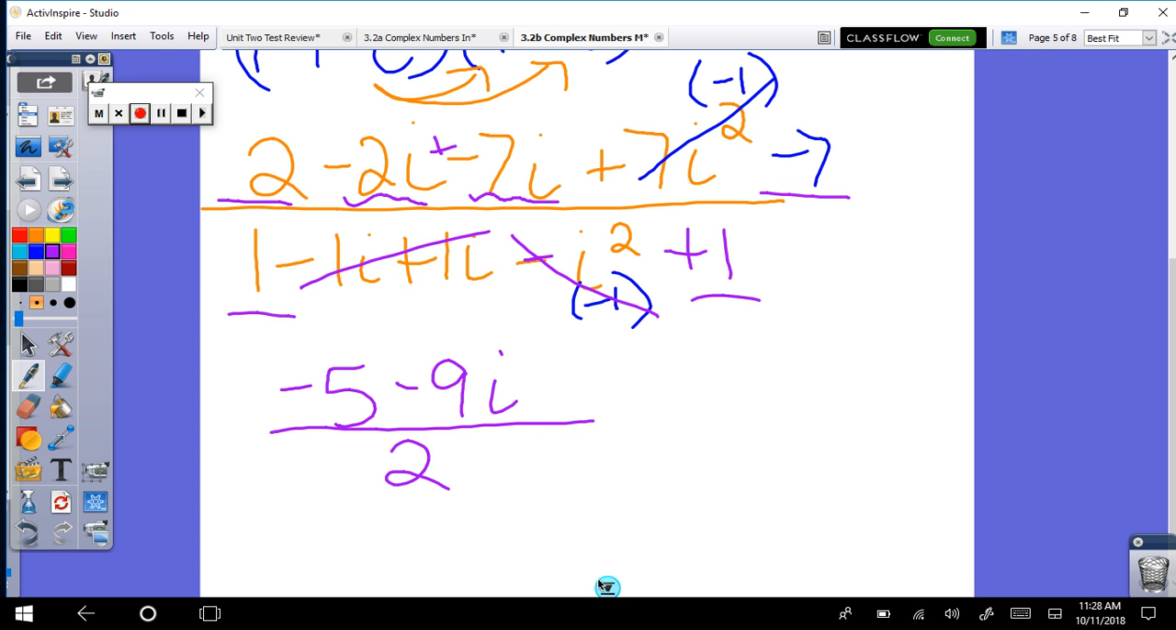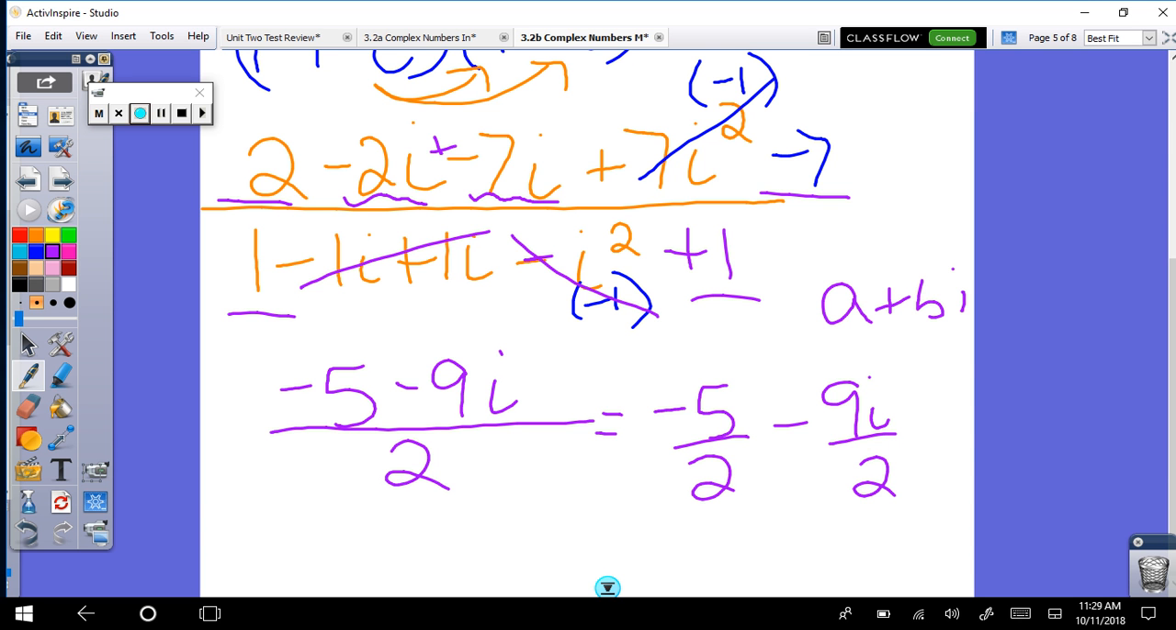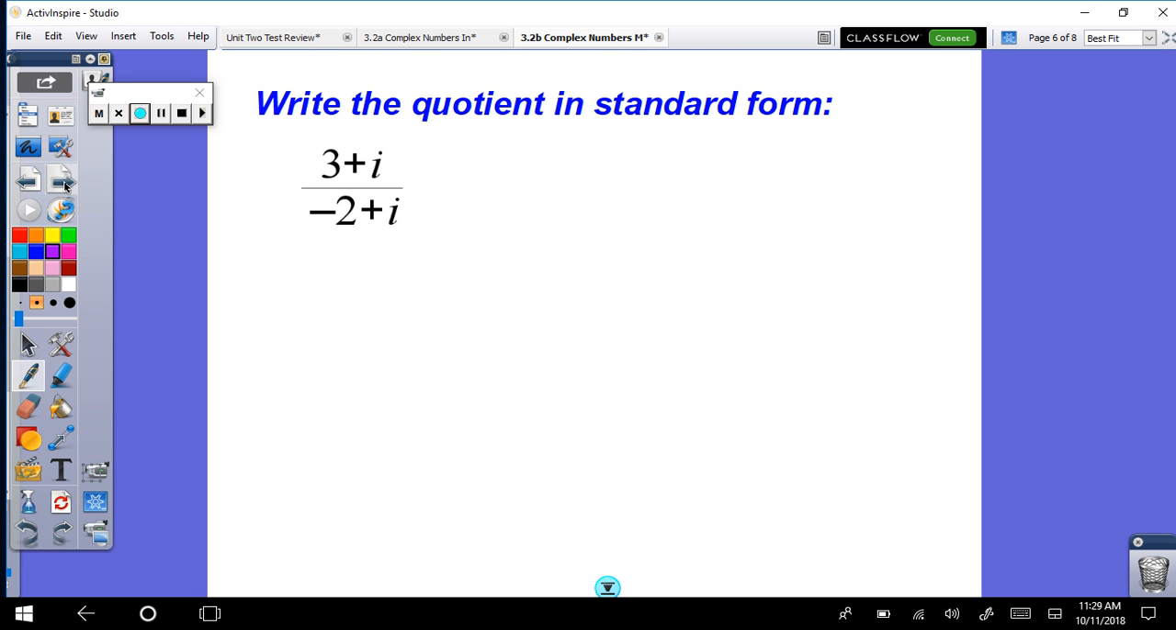Now I wanted it to look like A plus BI. So I just need to separate this out. And that'll be negative 5 over 2 minus 9I over 2. Now both of those are odd, so I can't reduce that. So I just leave it as 5/2 and 9/2. And there we go.